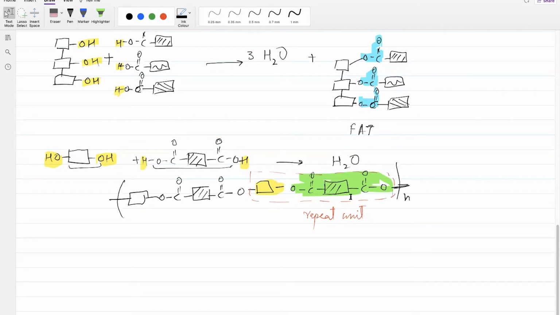so important parts to do here is, first of all, remove water. Okay, then join whatever is left together. Okay, good.